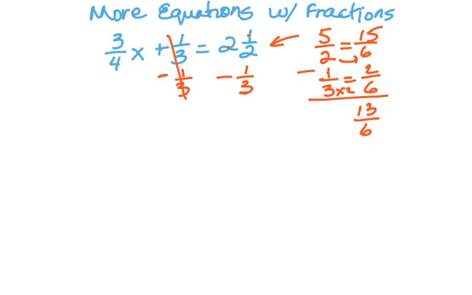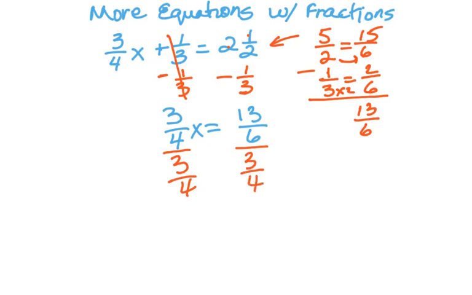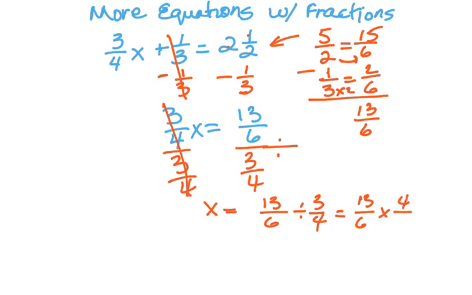All right, so now I have 3/4 x equals 13 over 6. Now, all I do is divide by 3/4 on both sides. Remember, this is a division sign. Okay, this goes away. Now I have x equals 13 over 6 divided by 3/4, which really means 13 over 6 times 4 over 3.